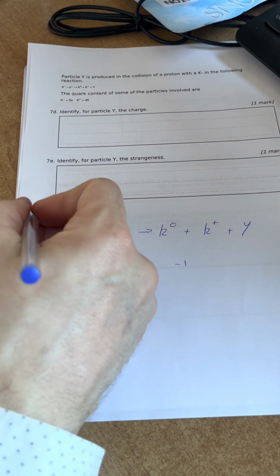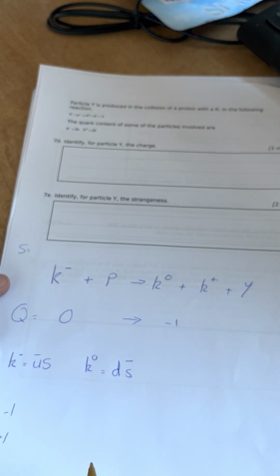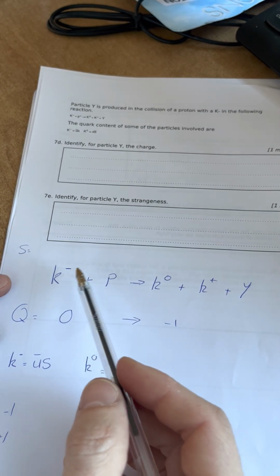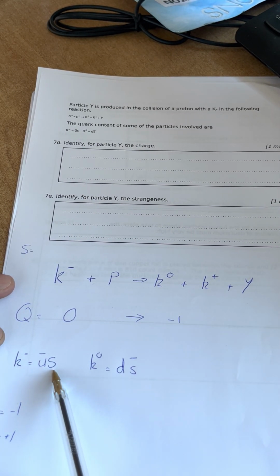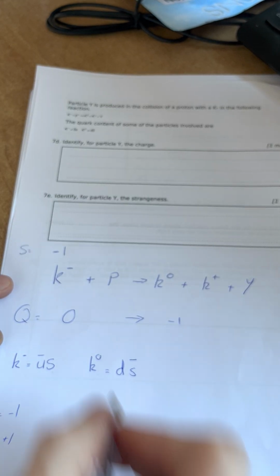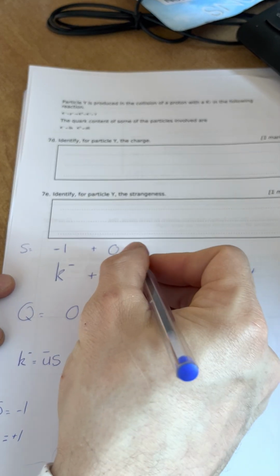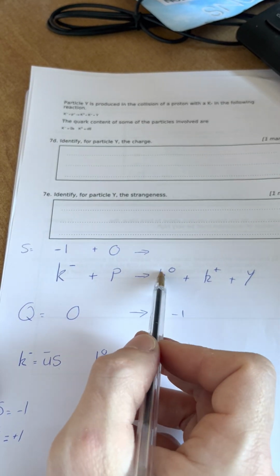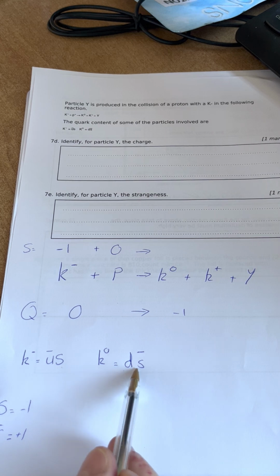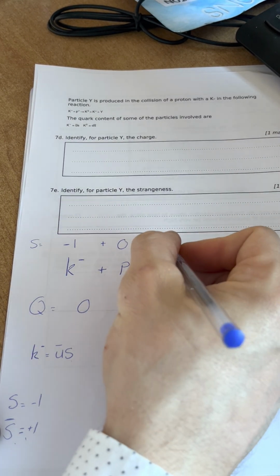So let's think about the strangeness so far here. Well, okay, we've got a K minus, which is anti-up strange. So it contains a strange quark. So this has a strangeness equal to -1. Plus a proton, which doesn't have a strangeness, so this is 0. K0, which is down anti-strange. So anti-strange is +1. So this is +1.